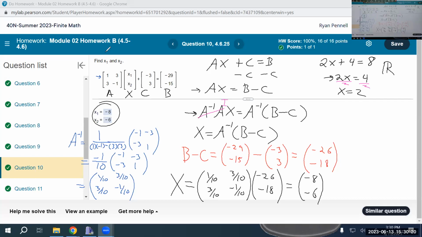So that's how we've developed a way to divide by matrices. And that was a 2x2, so I used the formula. You can also do row reducing by hand or row reducing by calculator, and you can add, subtract, and multiply using the calculator as well.